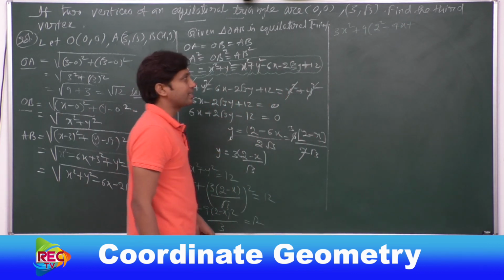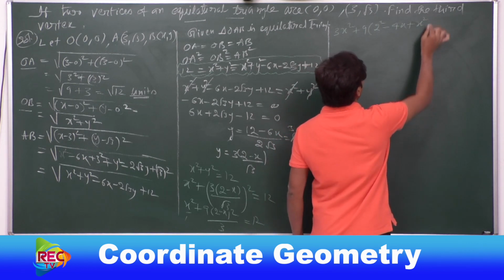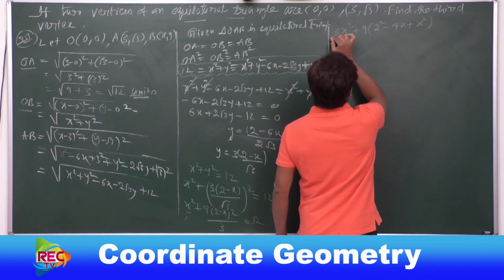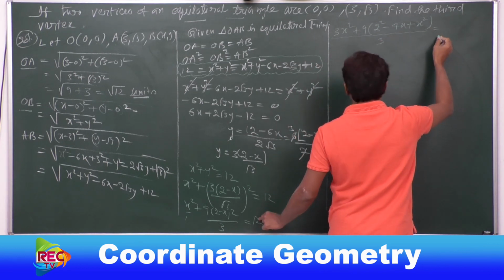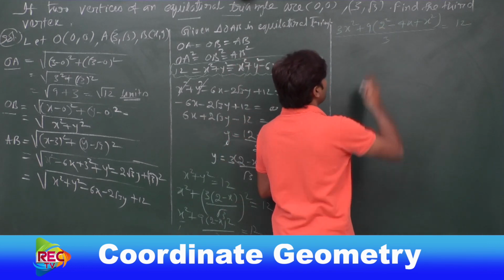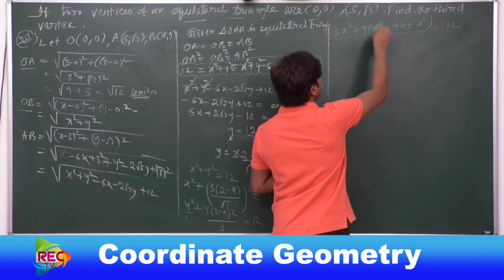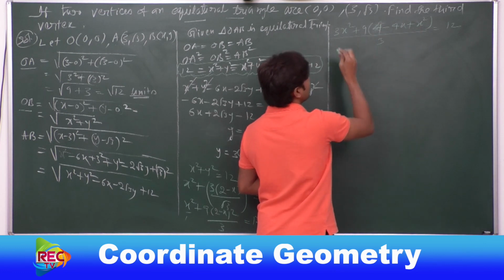That would be your x square. See here, this is x square, whole upon 3, equal to 12. Anyways, this is 2 square, 4 only, no? Let me write here itself: 4 minus 4x plus x square.